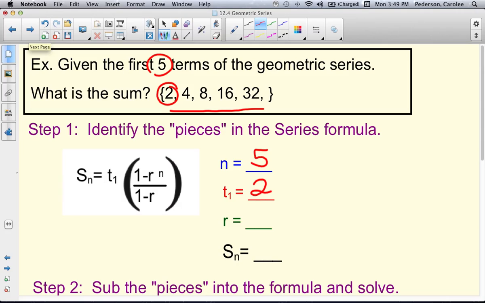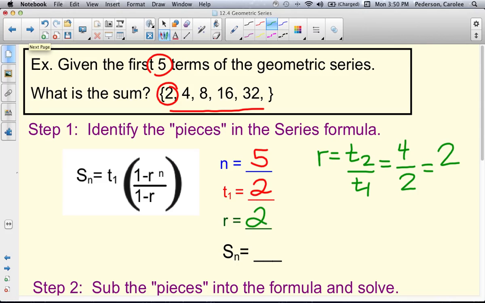T sub 1, which is the first term. The common ratio, we haven't found that yet. So we're going to find the common ratio. To start with any term, I'm just taking term 2, and dividing it by its previous term, term 1. So term 2 is 4. Term 1 is 2. 4 divided by 2 is 2. So the common ratio going from one term to the next is multiplying by 2. So my common ratio is 2.